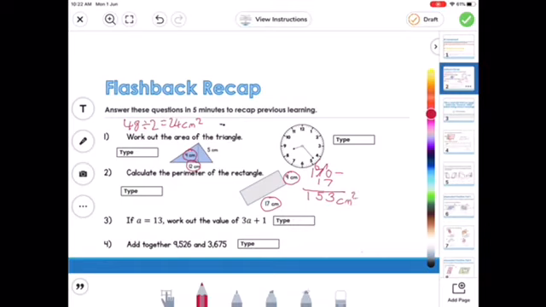If a equals 13, work out the value of 3a plus 1. Well, 13 times 3 equals 39, plus 1 equals 40.